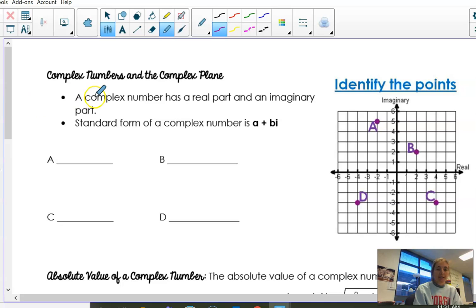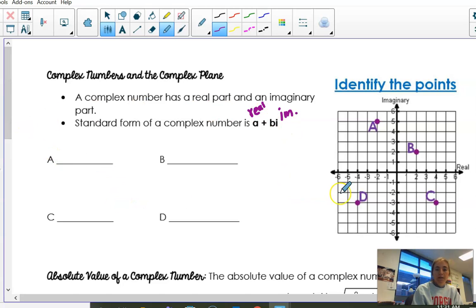Next up, complex numbers in the complex plane. So the complex plane has a real axis, where normally we see the x-axis, and the imaginary axis, where we would normally have the y-axis. Standard form of a complex number is a plus bi, where a is the real part and bi is the imaginary part.